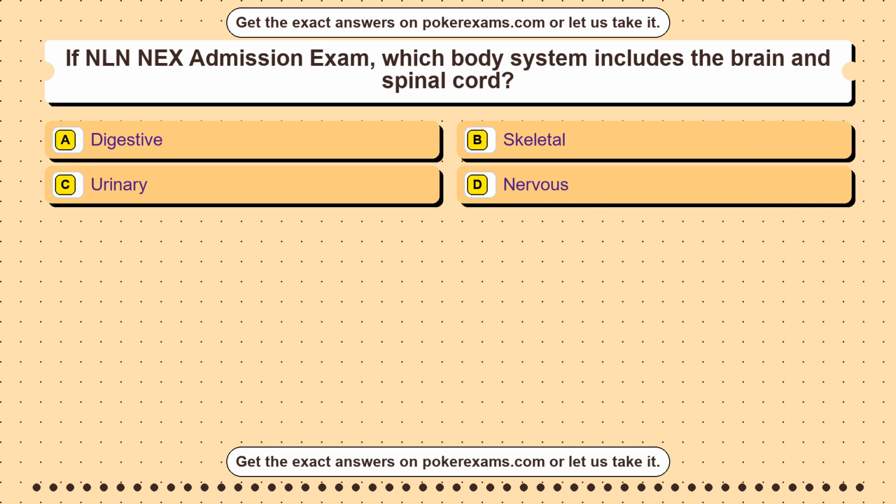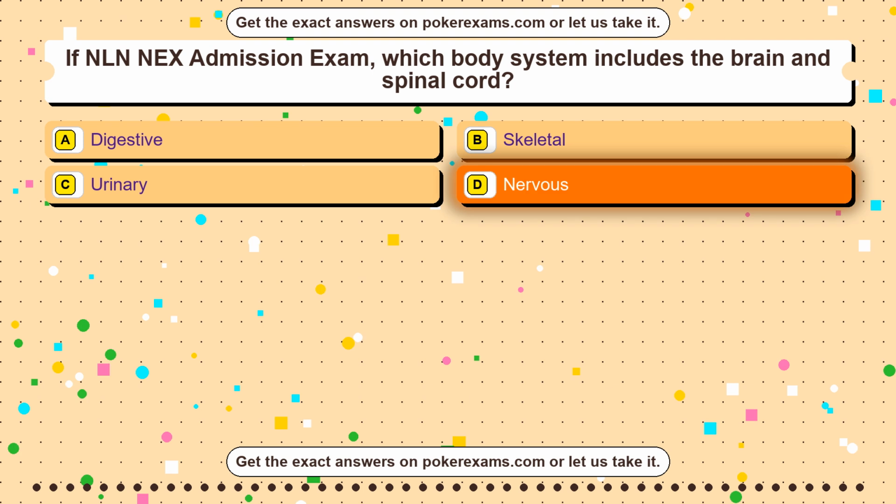Question 10. If NLN NEX Admission Exam, which body system includes the brain and spinal cord? Option A, digestive. Option B, skeletal. Option C, urinary. Option D, nervous. The correct answer is option D.